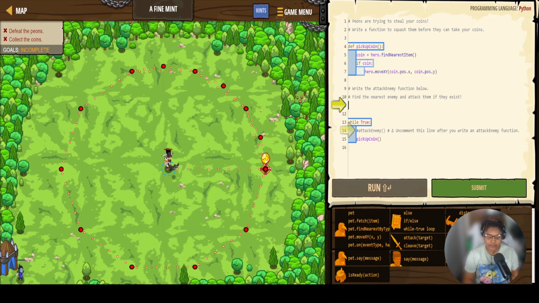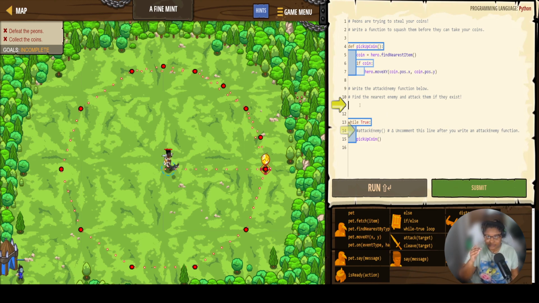So this is a pick up the coin function. We're looking for an item instead of an enemy, so we're going to name it coin. The hero is going to find the nearest coin, which I guess they kind of pop up. And then if there is a coin, the hero is going to move to the coin at whatever X position it is. And it looks like instead of actually putting the coordinates, it's doing a position of X and Y.